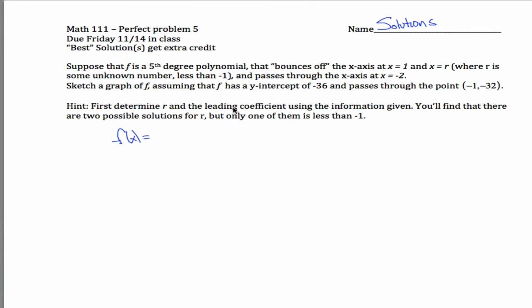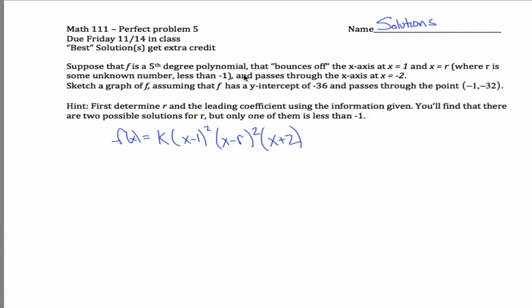So what I'm saying is f of x looks like some number, k maybe, times x minus 1 squared times x minus r squared times x plus 2. Where those came from: x minus 1 because 1 is a root, x minus r because r is a root, aka an x-intercept, and x plus 2 because x minus -2 is what I wrote here, since -2 is a root. As far as the exponents, I know this is an even number, this is an even number, and this is an odd number, but because those three things have to sum to 5, those numbers must be 2, 2, and 1.